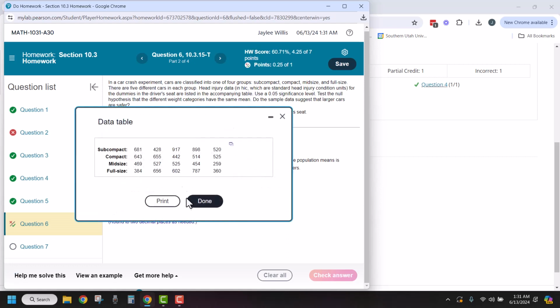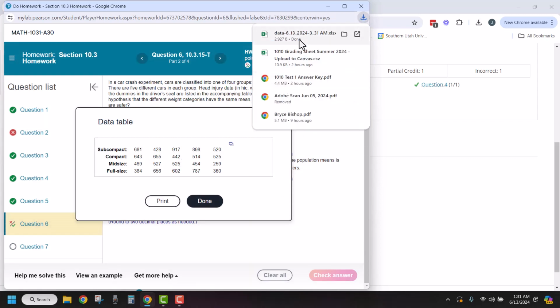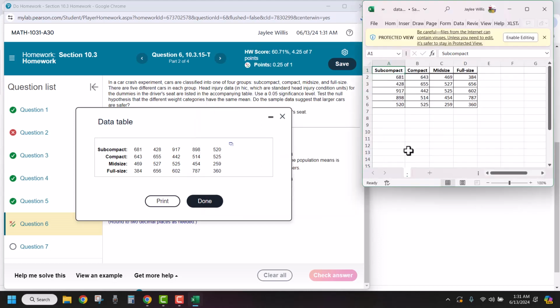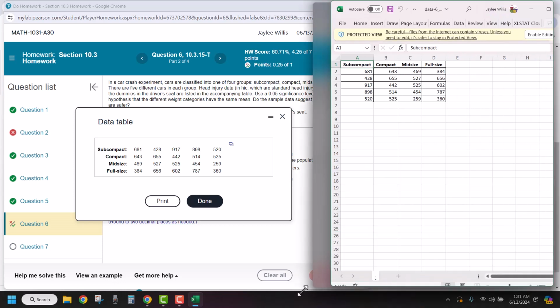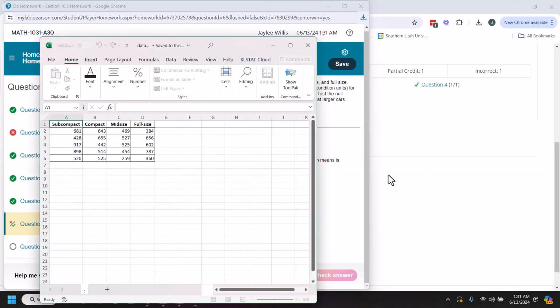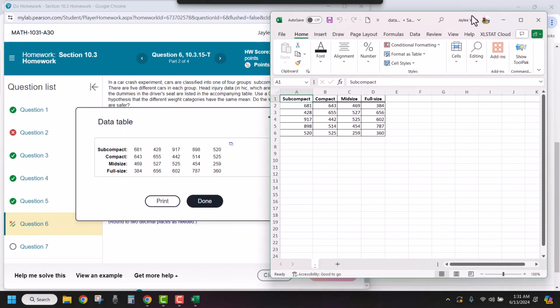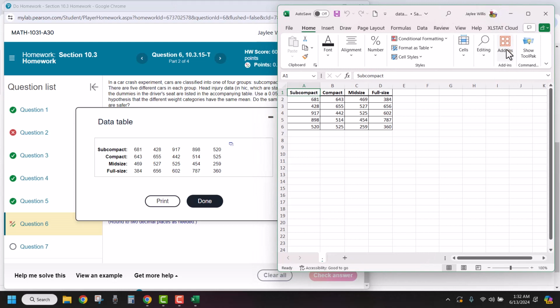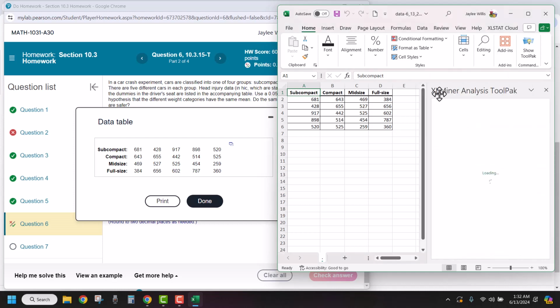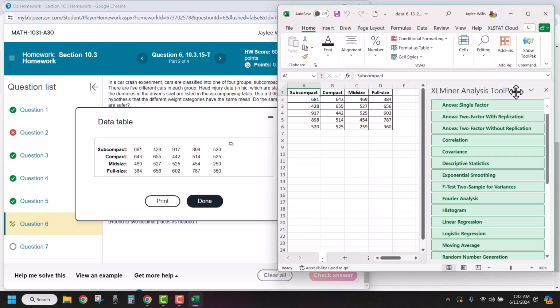So to calculate this, I'm going to download this in Excel. And you could technically do the ANOVA calculation by hand, but it's super, super hard. So you pretty much always want to make sure you're using Excel to do this type of calculation. And to do this calculation, you're going to need an add-in, and it's the XL Miner Analysis Tool Pak.